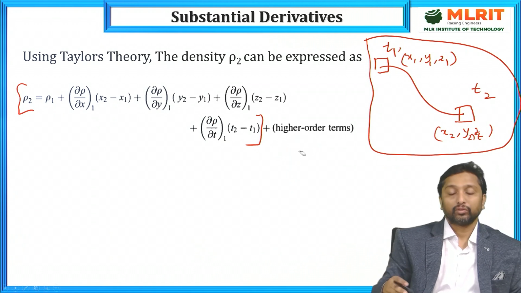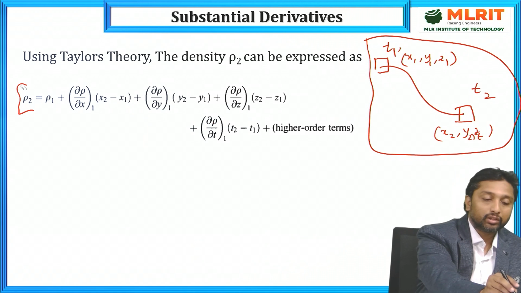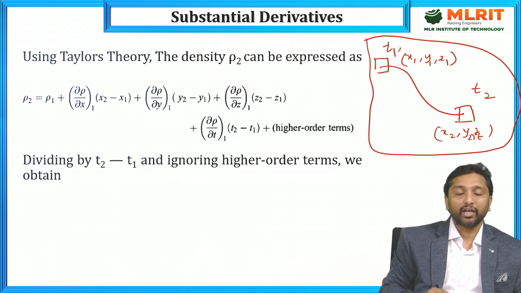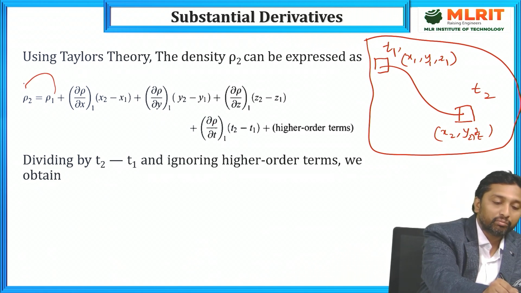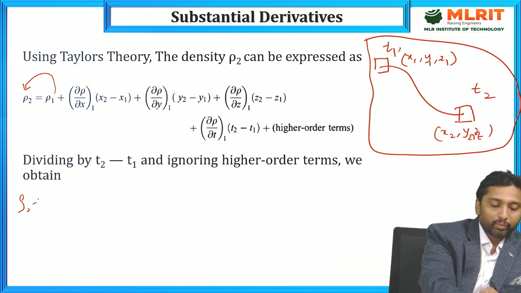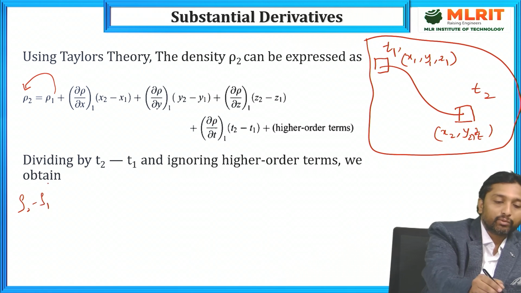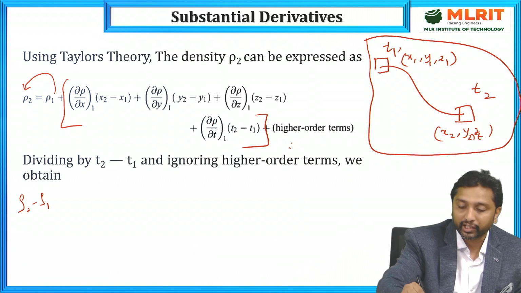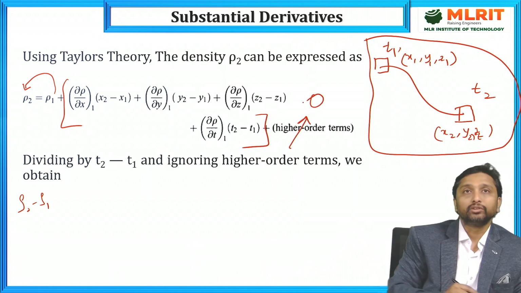Now let us divide this equation by time and rearrange the density terms. So I can write this as rho2 minus rho1 equals this whole right hand side, and we are taking the higher order terms to be 0.